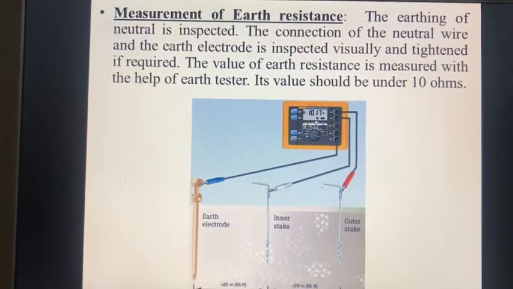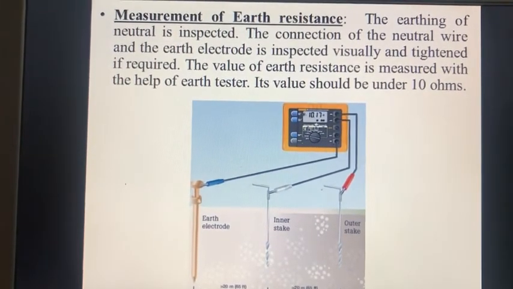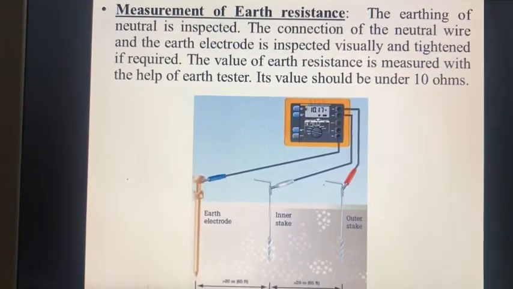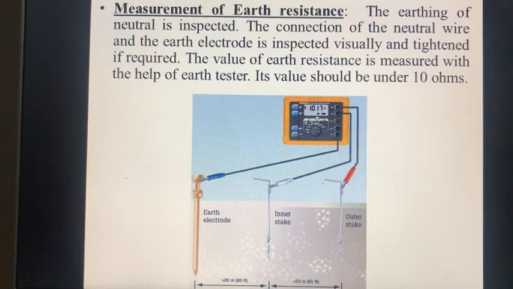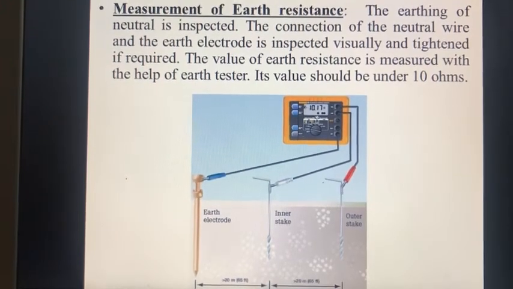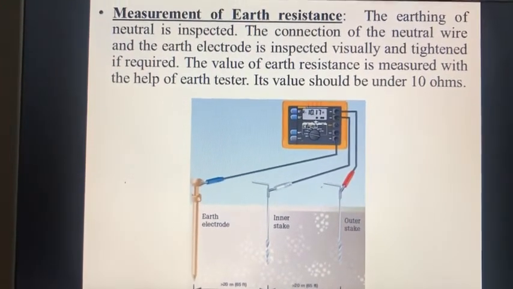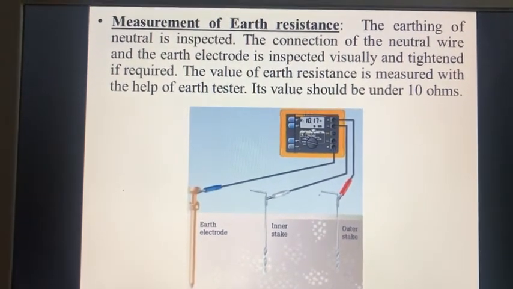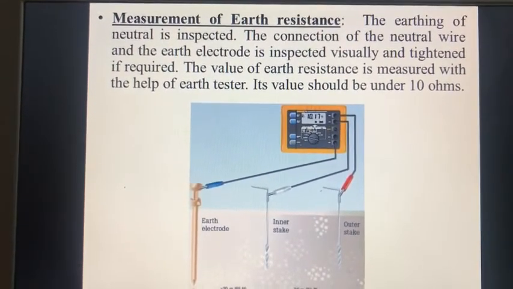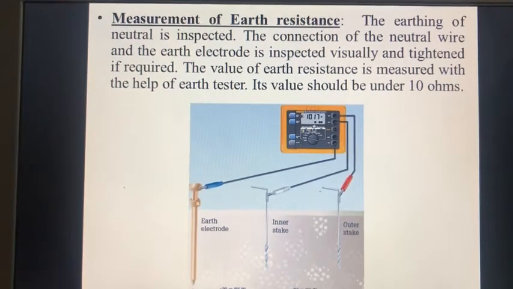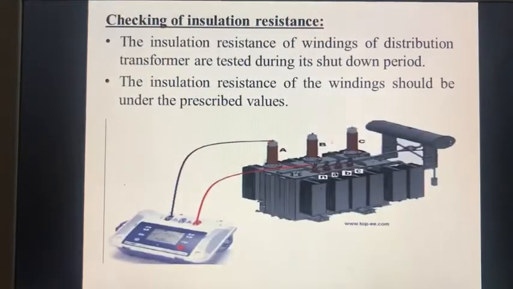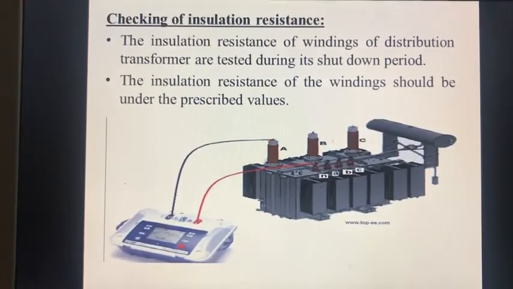Then is the measurement of earth resistance. Earth resistance is measured with the help of an earth tester. The earthing of neutral is inspected here. The connection of the neutral wire and the earth electrode is inspected visually and tightened if required. The value of earth resistance is measured with the help of the earth tester and its value should be under 10 ohms.